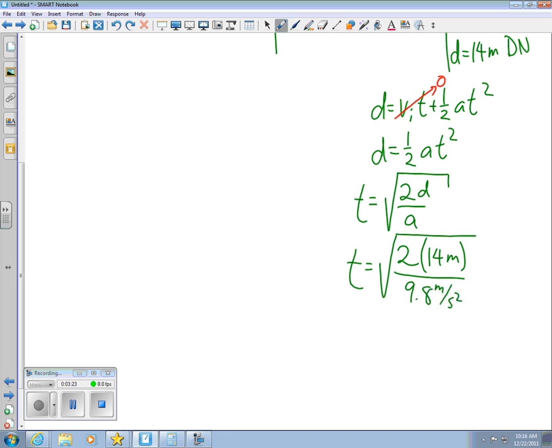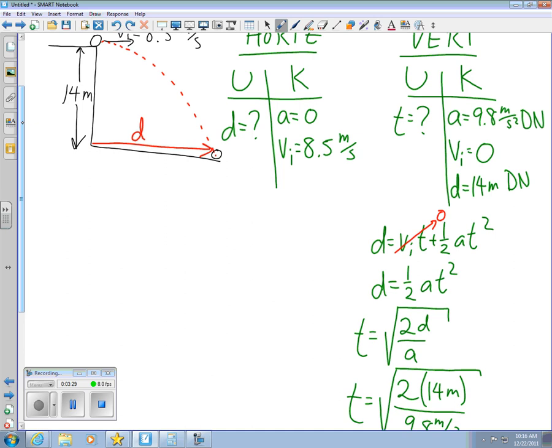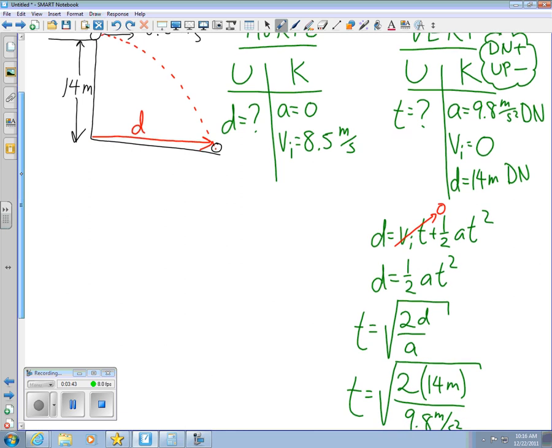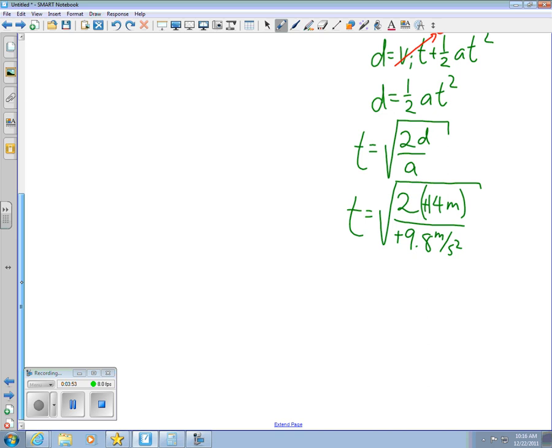A little note here on directions. I've gotten a little sloppy because I haven't put in a code. I can get away with that because there's nothing that's up in this problem. If I insist on it, I can put a code here, and I'll put down as positive and up is negative. I don't have to do this for a horizontally launched projectile because everything is in the same direction. If I were to do that, I'd have a plus in front of the 14 and a plus in front of the 9.8. Okay, now I'm ready to calculate the amount of time.